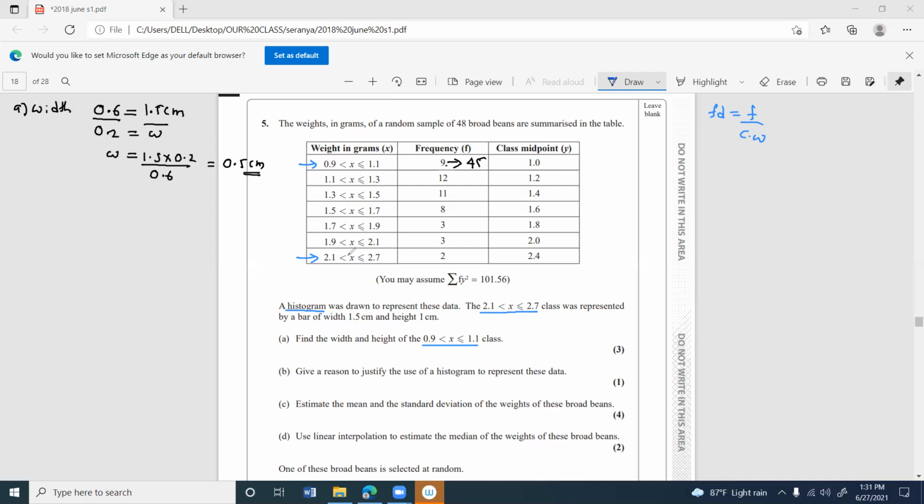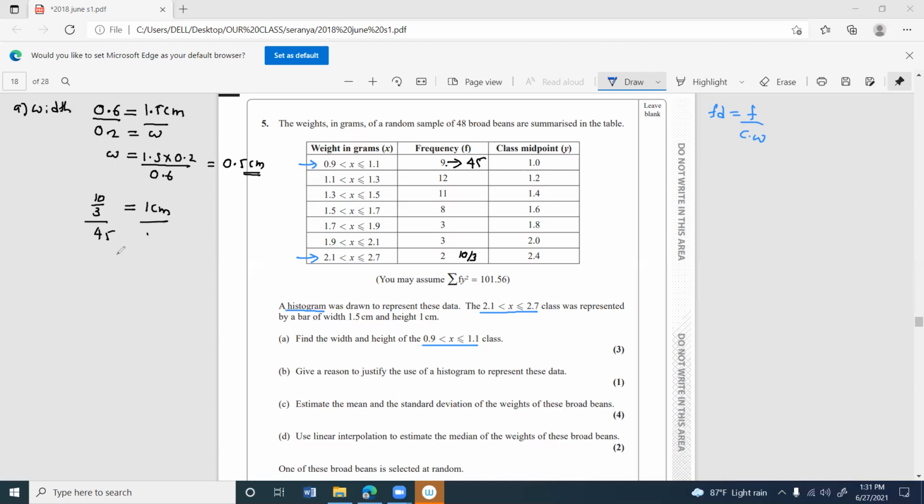That is 10 over 3. Since this is fractional mode, we just work it out here. A height of 10 over 3 is represented by a height of how much? By a height of 1 centimeter. We need to see, for a height of 45, what kind of frequency is represented? 45 is represented by a height of how much?